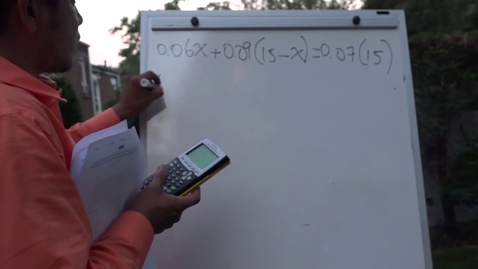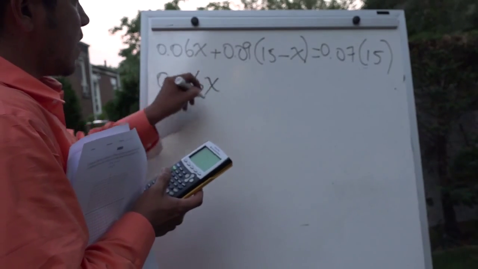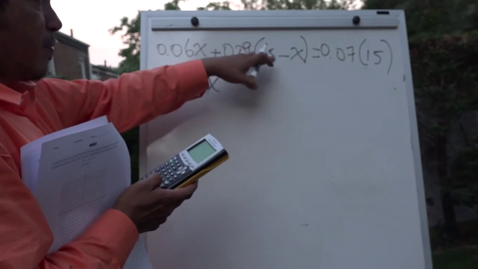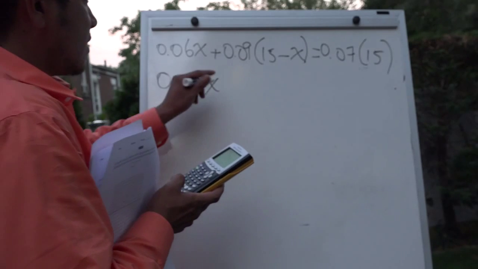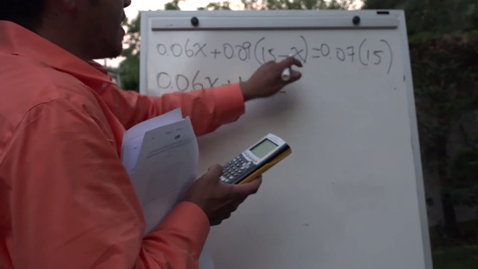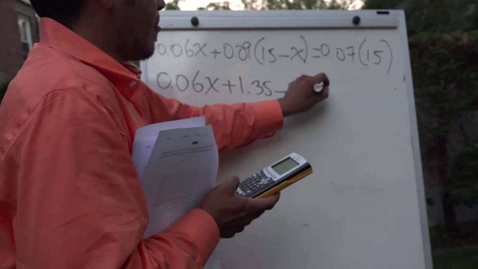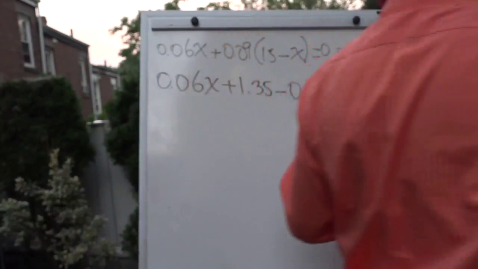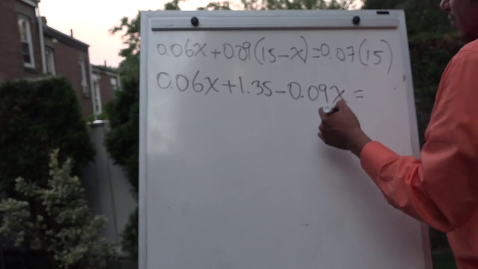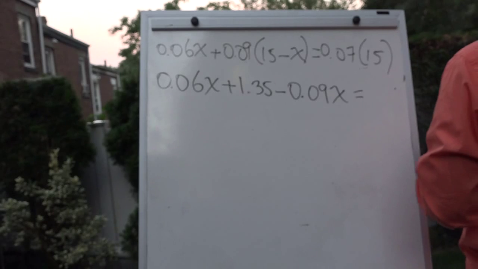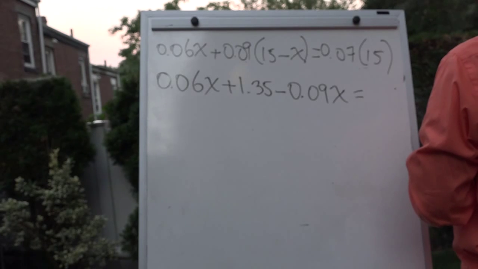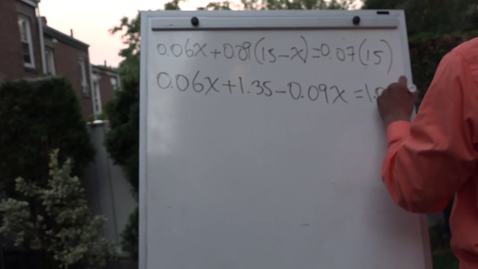So here I have nothing to multiply, so it stays at 0.06x, okay? Now 0.09 times, okay, that's distributive property. So times 15 is 1.35, okay? Minus, well, this times x is 0.09x, okay? And that equals, oh my God, I should have started from here and I wouldn't block you. Oh my God, I'm so smart. Okay, so 0.07 times 15, that is 1.05.